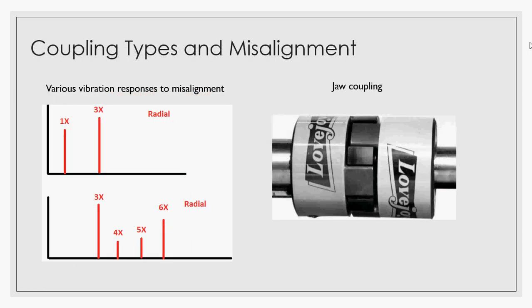Also, the coupling type really affects the misalignment. You do not see angular misalignment by itself or parallel misalignment by itself. You see a combination of both of them. And definitely the coupling type affects the misalignment vibration pattern on your spectrum. For example, with the jaw coupling, mostly you will see 1x and 3x, or 3x and 6x, and this depends on the number of jaws of the coupling.